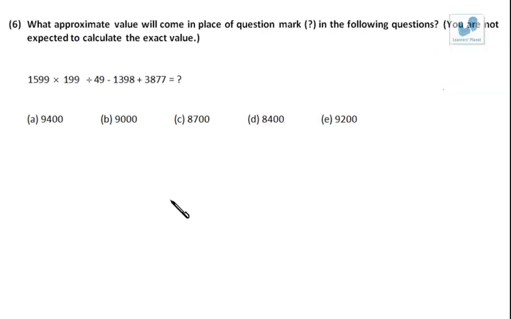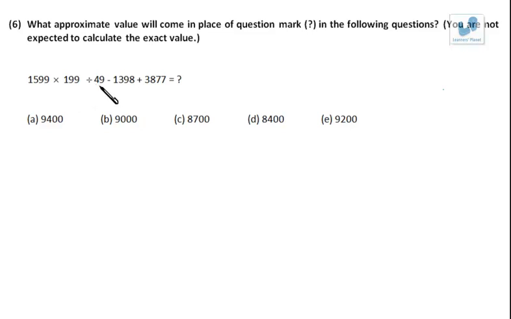Now friends, let's see this question. Here we have to calculate the approximate value of this expression. Now it is 1599 into 199 divided by 49 minus 1398 something. So what we do is, first of all, let's approximate these numbers. It is 1600 into 200 divided by 50.